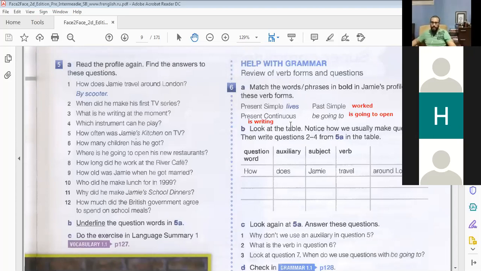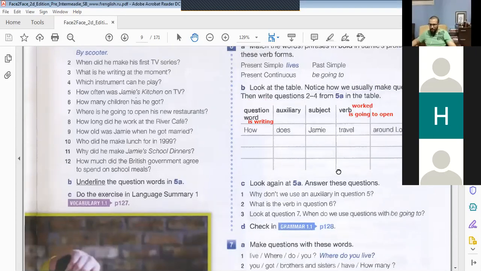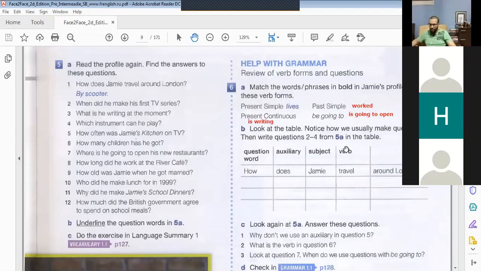Now in part B here, it says, look at the table, notice how we usually make questions, and then write questions number 2 to 4 in the table. Okay, so this is a mini review for questions. So let's put these questions, where are they? Number 2 to 4, I can't see them. From exercise 5, okay. So they want us basically to copy the questions from the other side of the page. So let's do that, okay?